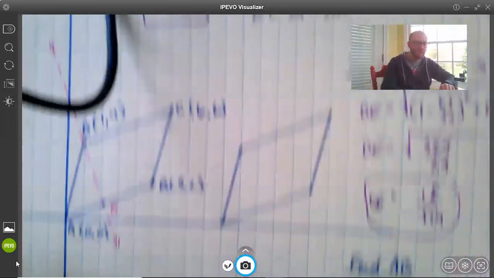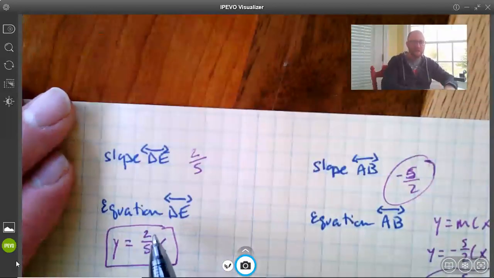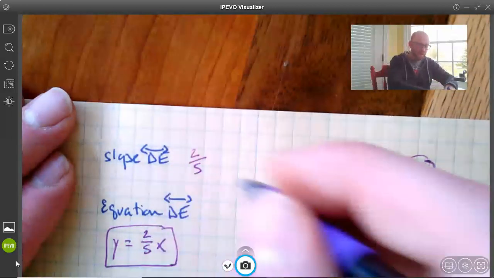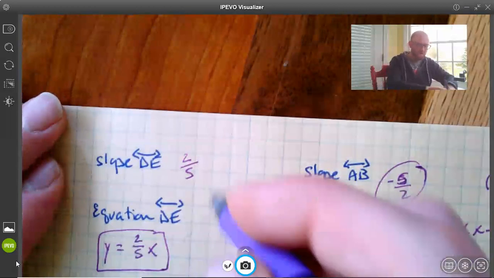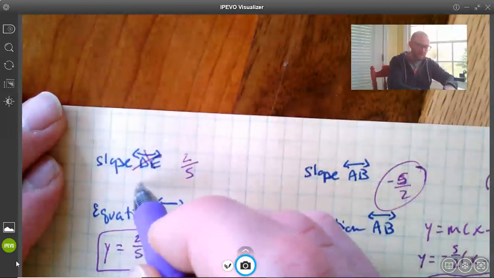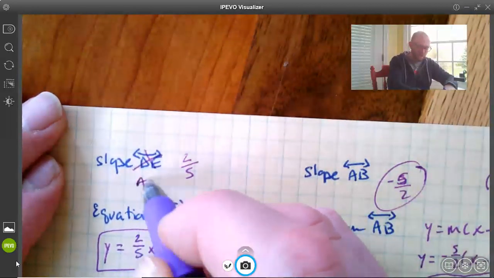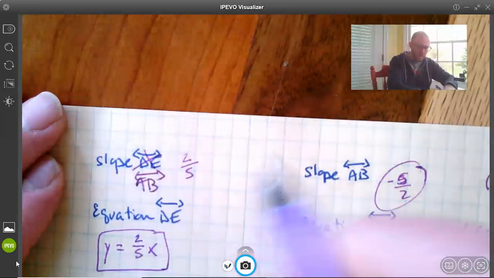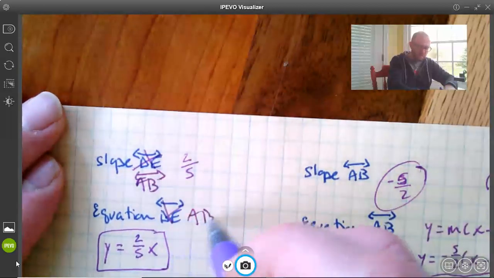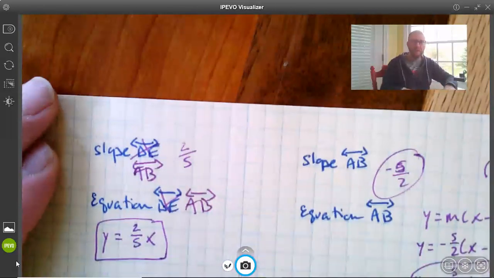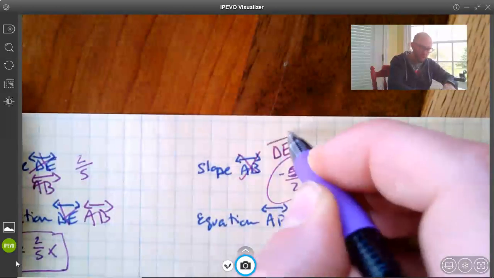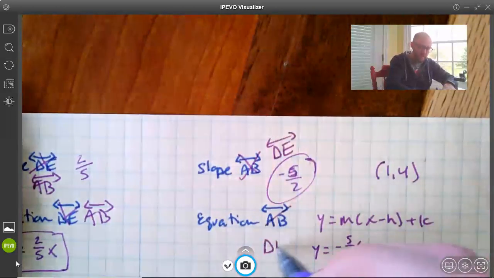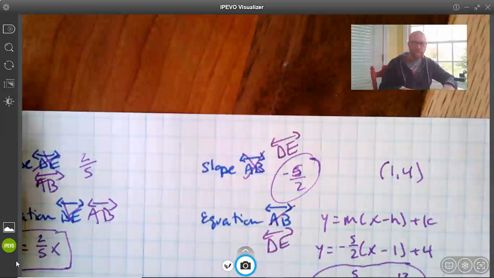First thing we had to do, all the way up here, we had to find an equation for the, oh, I wrote these wrong, by the way. This is the equation for AB. Okay, I had to find an equation for AB, that's the base. And then an equation for DE, that's the height.